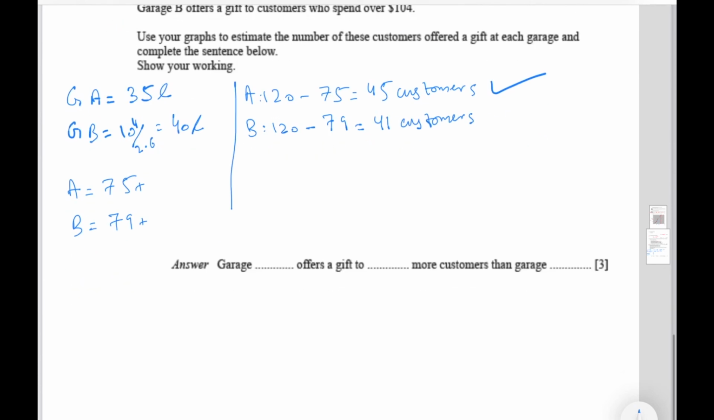So the statement that we write over here, first let's subtract this. 45 minus 41 gives us 4 customers, 4 more customers, I believe. So garage A offers a gift to 4 more customers than garage B. This completes our question. I hope this question made sense.